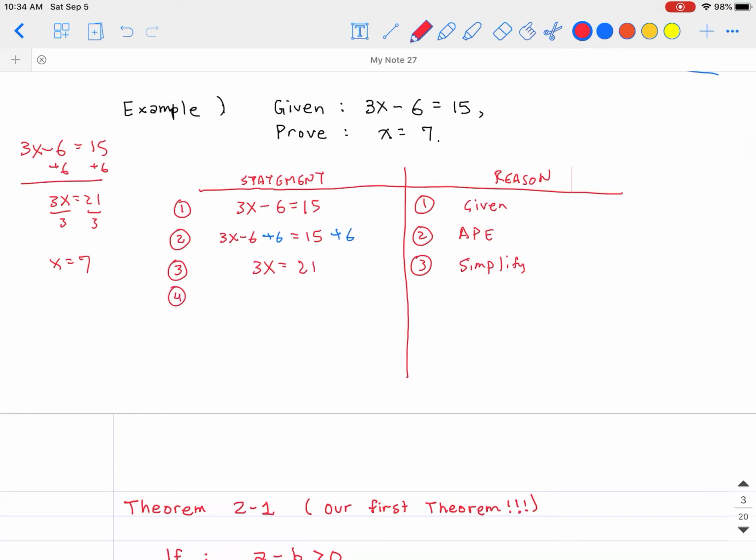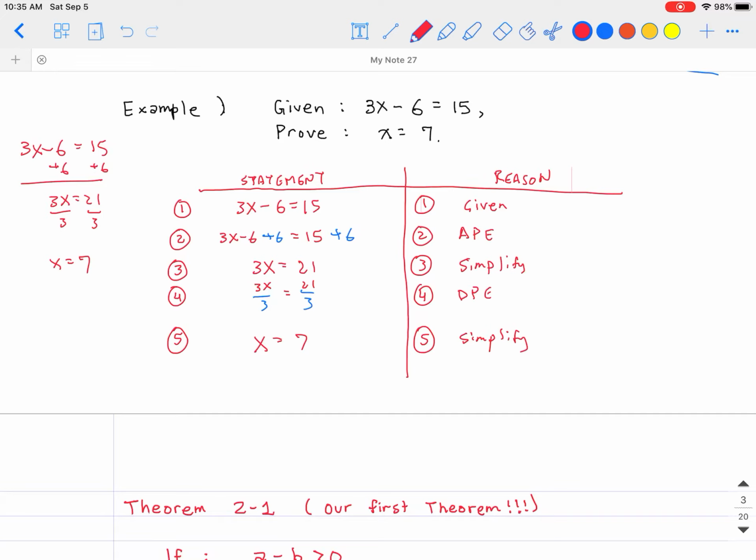But as soon as you say you're going to do something to both sides, like in the next case right here, we now take 3x and 21 and we divide both sides by a certain number, which in this case is 3. That right there is now one of those properties or axioms that we were talking about. That is the division property of equality. And finally, for step 5, that gives us the x is equal to 7 that we're looking for. So that's going to be simplify once again.